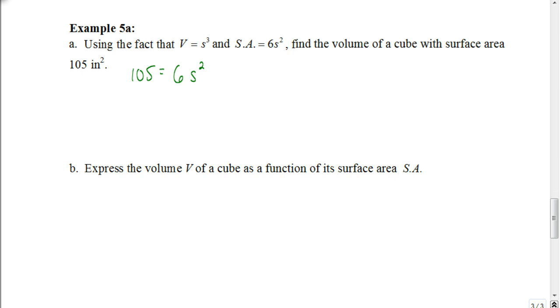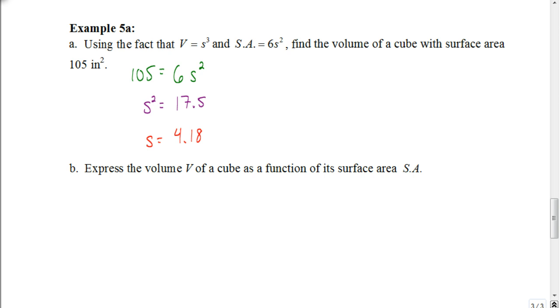Well, I could solve for s now by dividing both sides by 6. Doing so gives me s squared equals 105 divided by 6, which is 17.5. Take and raise each side to the 1/2 power, or the square root of 17.5, gives us 4.18. So each side here would be 4.18 inches.